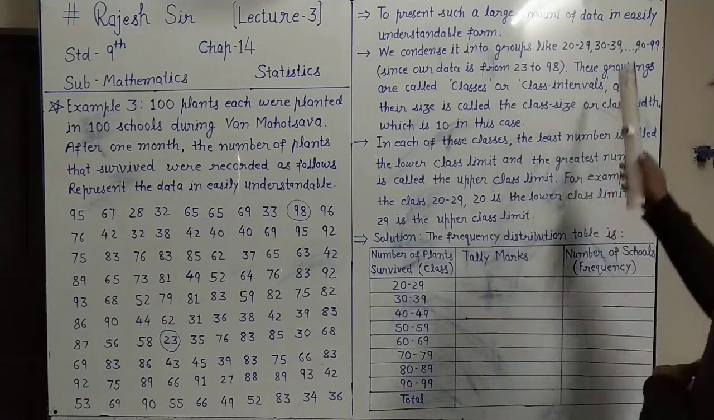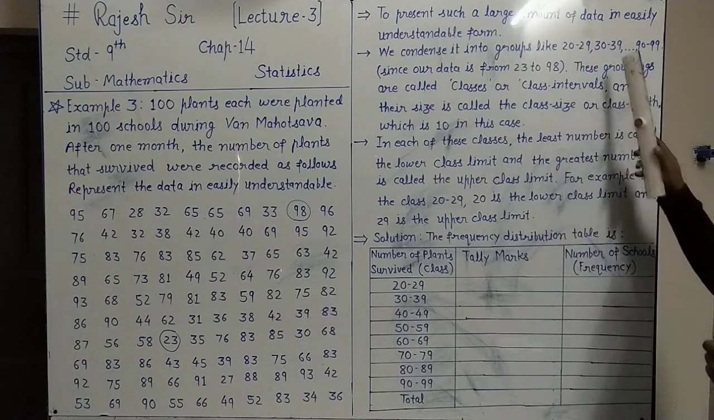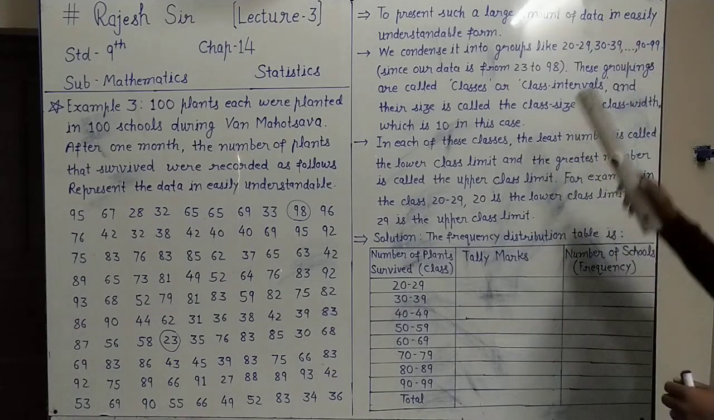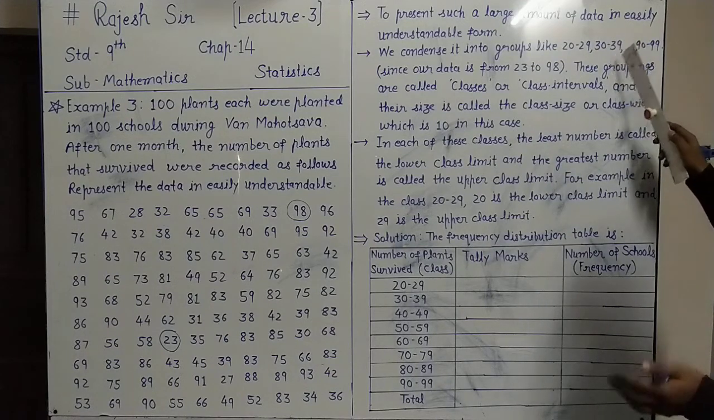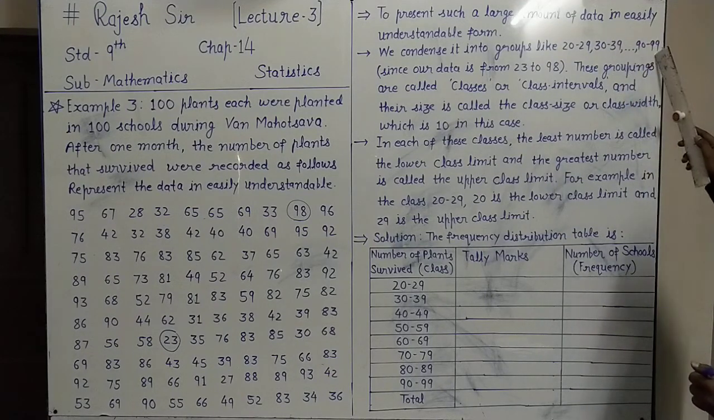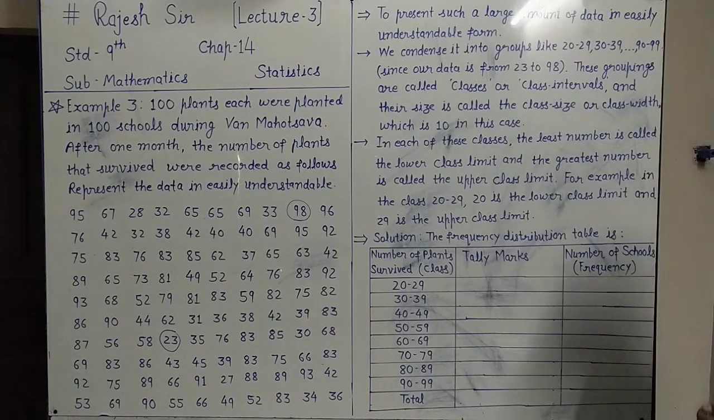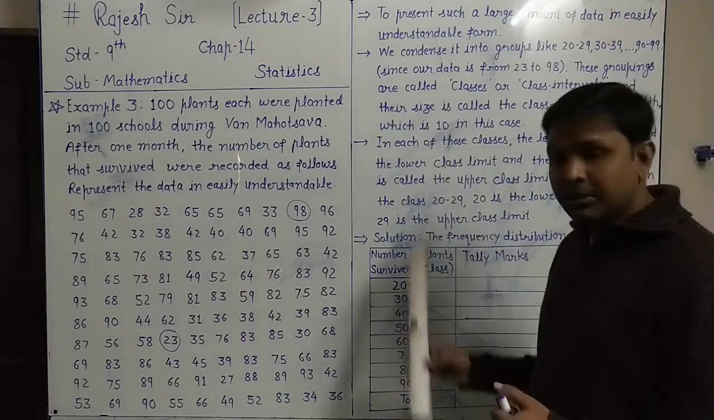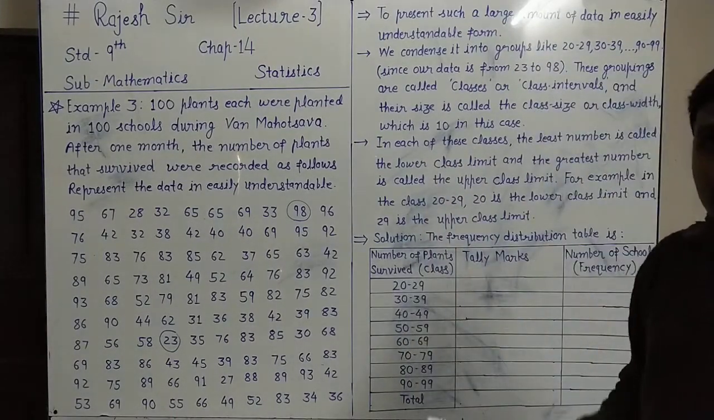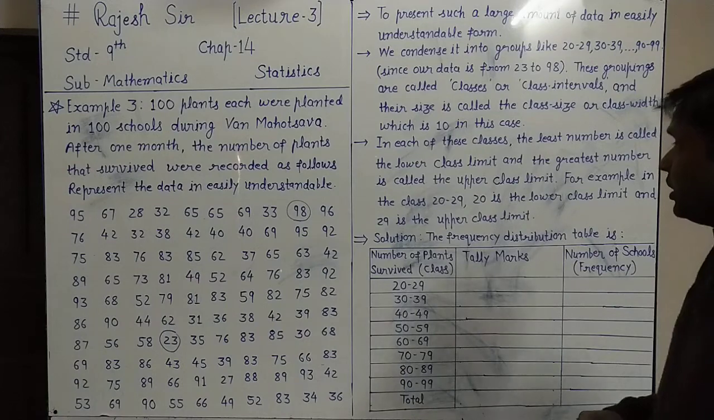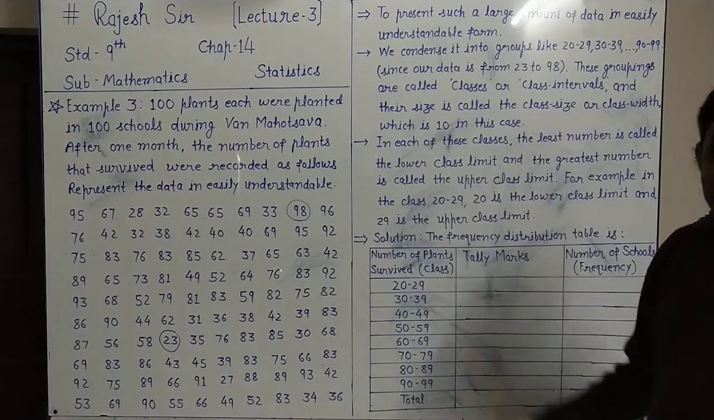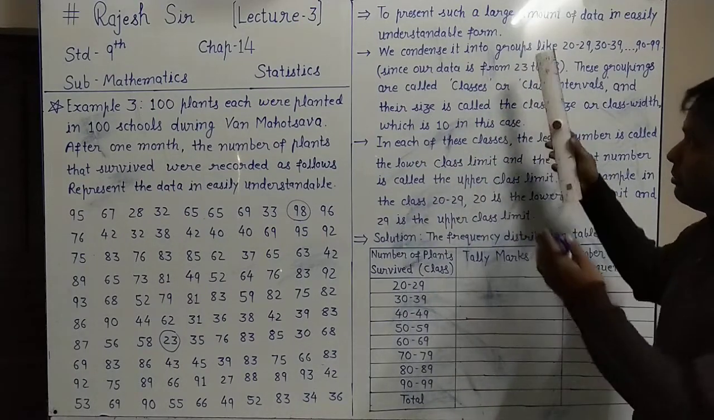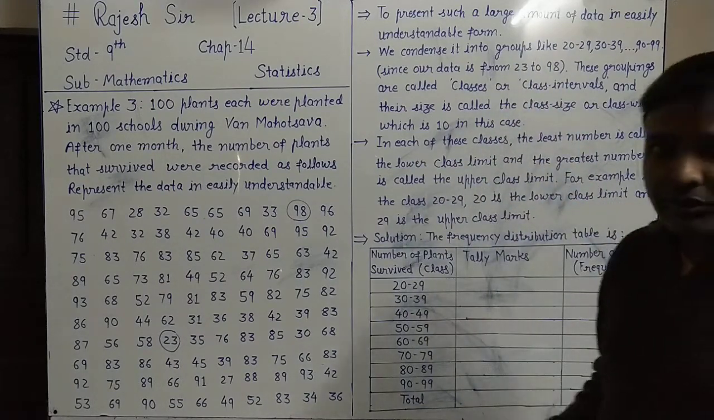Similarly, for the second class, if we take 30 to 39, the lower class limit is 30 and the upper class limit is 39. So on, and in the last class, 90 to 99, the lower class limit is 90 and the upper class limit is 99. So that way we have understood in this paragraph what the lower class limit and the upper class limit are. We have written these definitions here with examples for the understanding purpose.